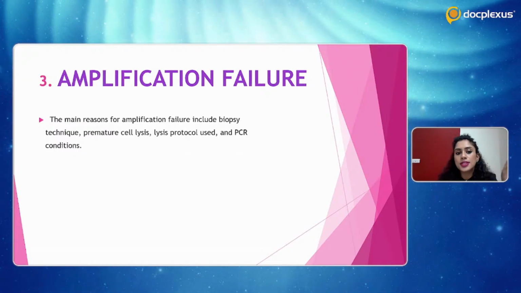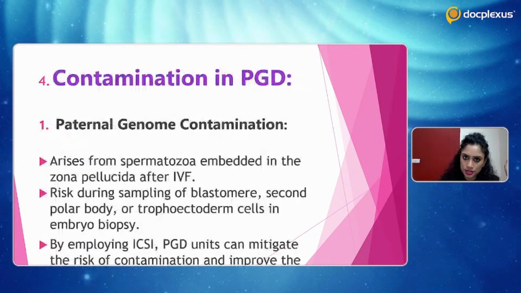Now, what about amplification failure? The main reasons for amplification failure include biopsy technique could be wrong, there could be premature cell lysis, the lysis protocol which you have used is a problem, and PCR conditions.